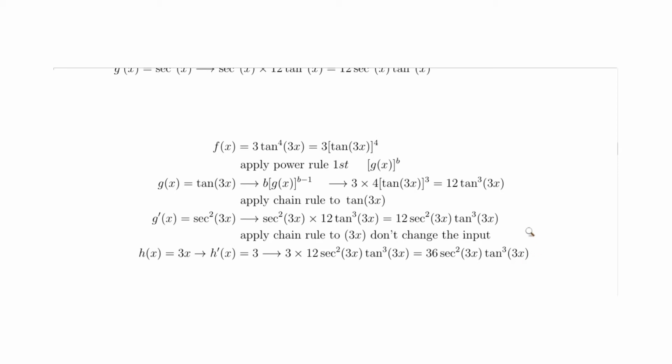So there we go. Quite a lot of information there. Power rule first, apply the chain rule to the tangent, and then apply the chain rule to the input, which is 3x. So there you can see when you've got a power, there's the power rule first. Then if you write it like this, you'll see there's a chain rule to the tan 3x, and then chain rule again to the 3x. So that's that one.